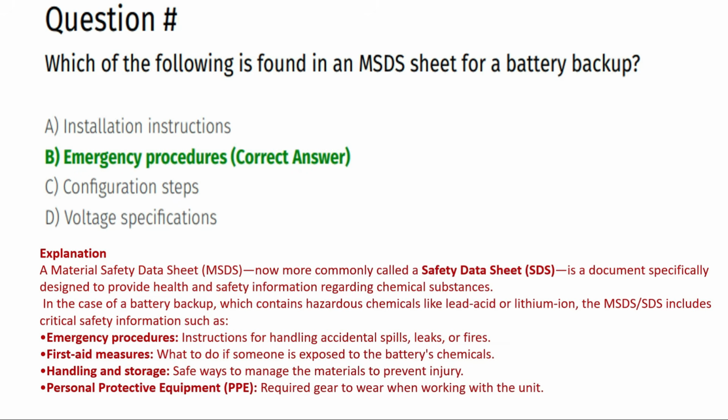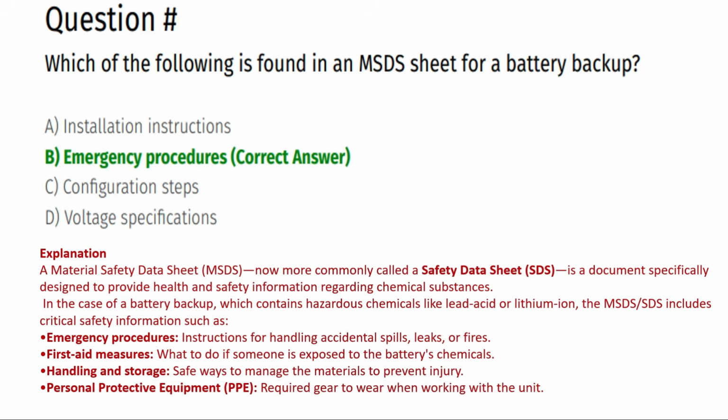The next question is: which of the following is found in an MSDS sheet for a battery backup? Option A, installation instructions. Option B, emergency procedures. Option C, configuration steps. Option D, voltage specifications. And the correct answer for this question is option B, emergency procedures.